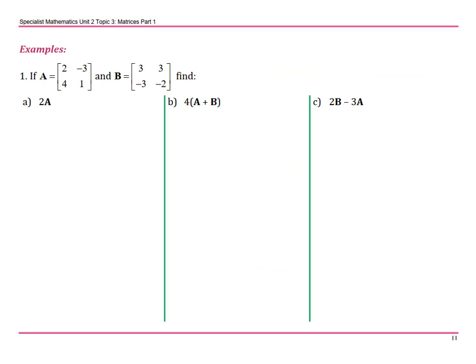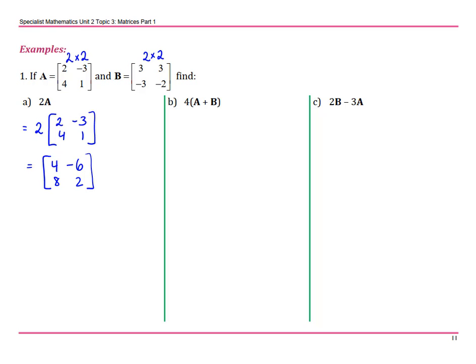So let's look at some examples. I have matrix A: 2, -3, 4, 1, and B: 3, 3, -3, -2. Find 2A. So that's going to be 2 times my matrix, and I just multiply each element by that 2. So 2 times 2 is 4, 2 times -3 is -6, 2 times 4 is 8, 2 times 1 is 2.